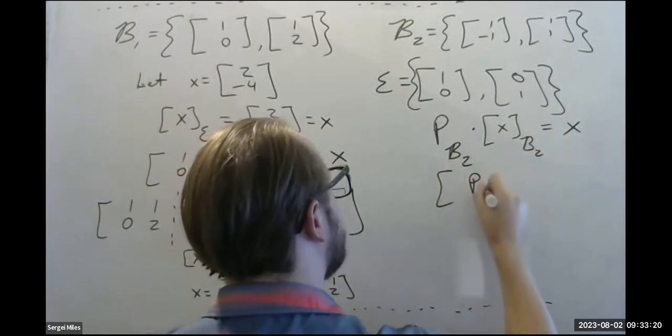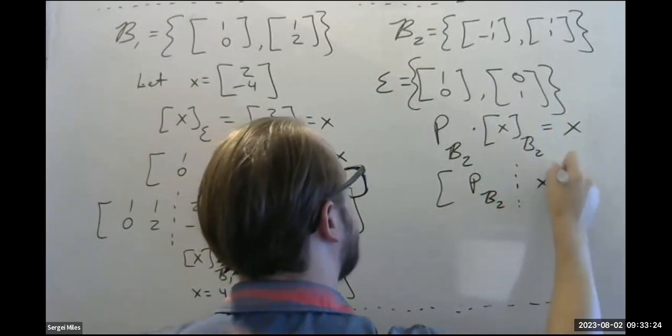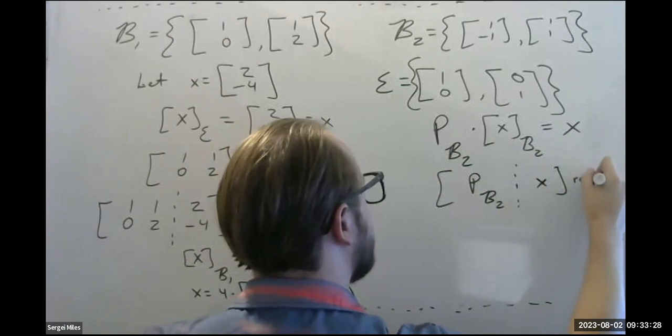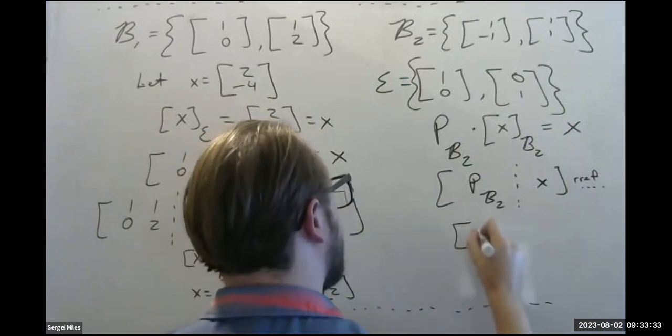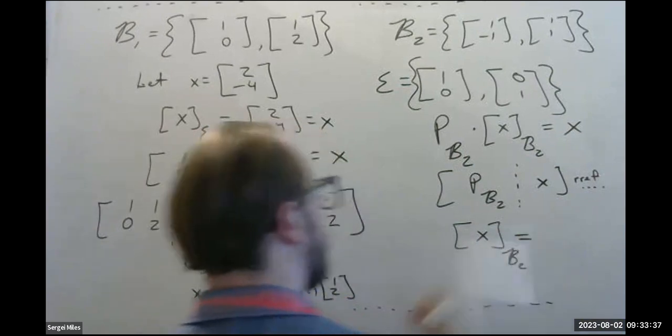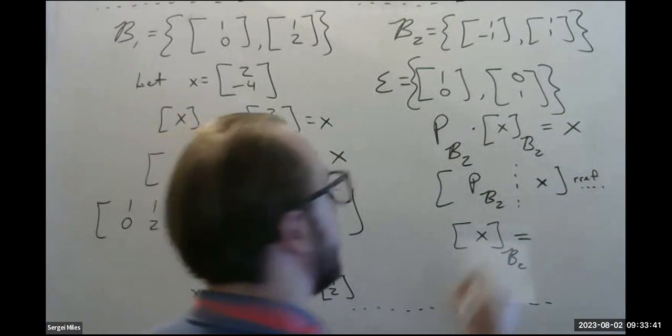How would we solve this? Well, just like we did with B1, we would take the matrix, augment with x, and then row reduce, and so on and so forth. What I'm getting at here is that if we go ahead and solve it this way, I'll go ahead and give you the answer. The B2 coordinate vector of x is 3, -1.